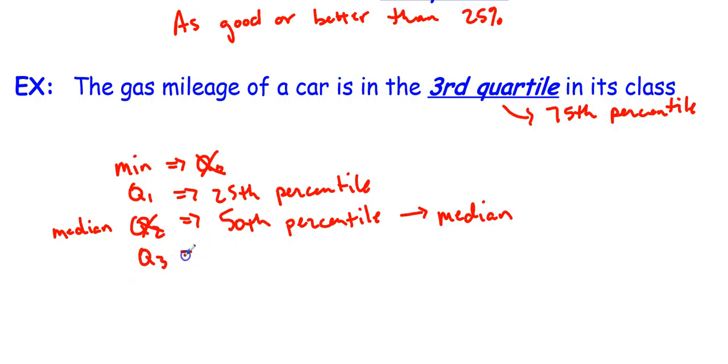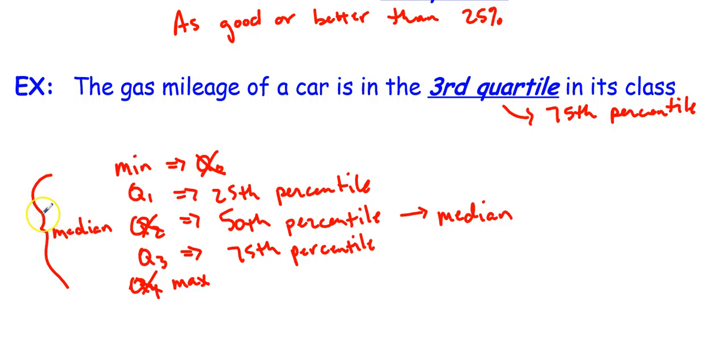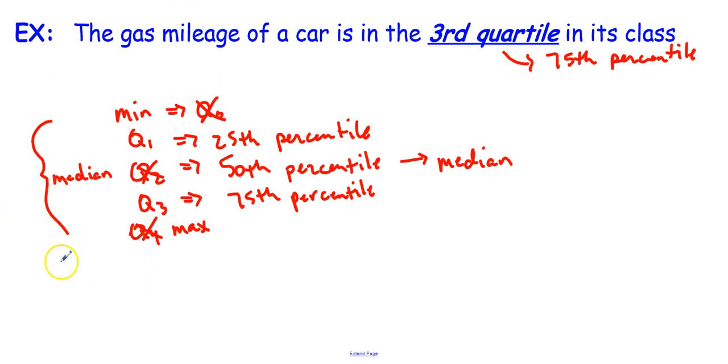Next one is Q3, or the third quartile. That's the 75th percentile, like we talked about above. And the last one, the fourth quartile, kind of similar to up here: you are as good or better than 100% of the data. We usually don't call it that. We usually call it the max. All right, so these 5 measures, or technically I guess 5 quartiles, if you want to call it that. It seems kind of weird, but these 5 measures we call the 5-number summary.